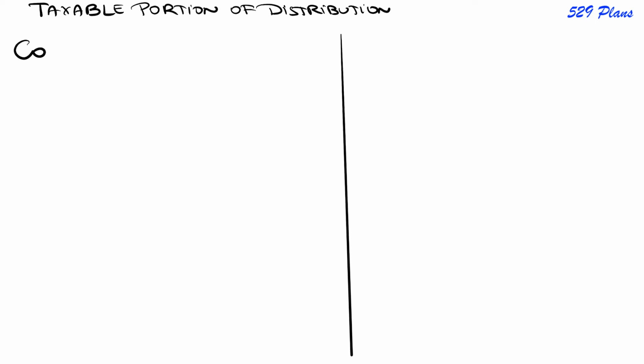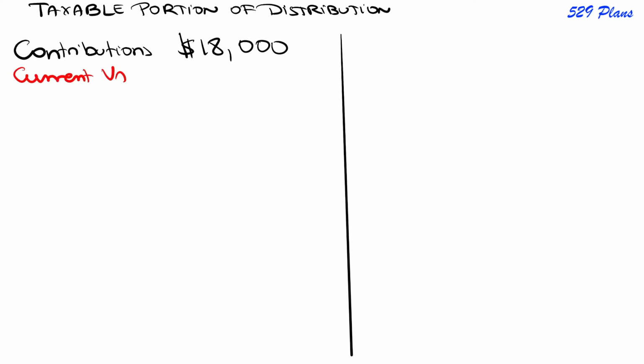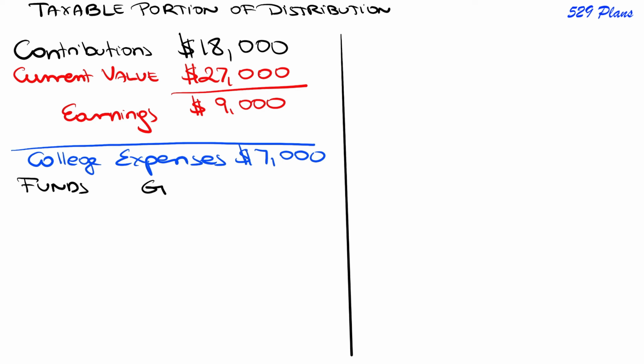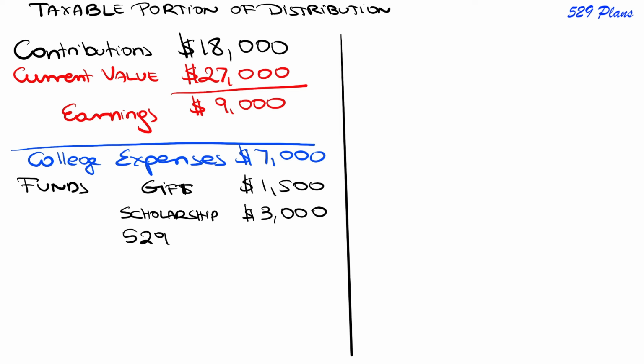Let's say you have contributions of $18,000 and the current value of your account is $27,000. That means $9,000 of it is earnings. The college expenses were $7,000. And the funds for these expenses were $1,500 in gifts, $3,000 in scholarship, and the rest, the $5,000, was in 529 funds. So the total funds were $9,500, which is more than the college expenses of $7,000.